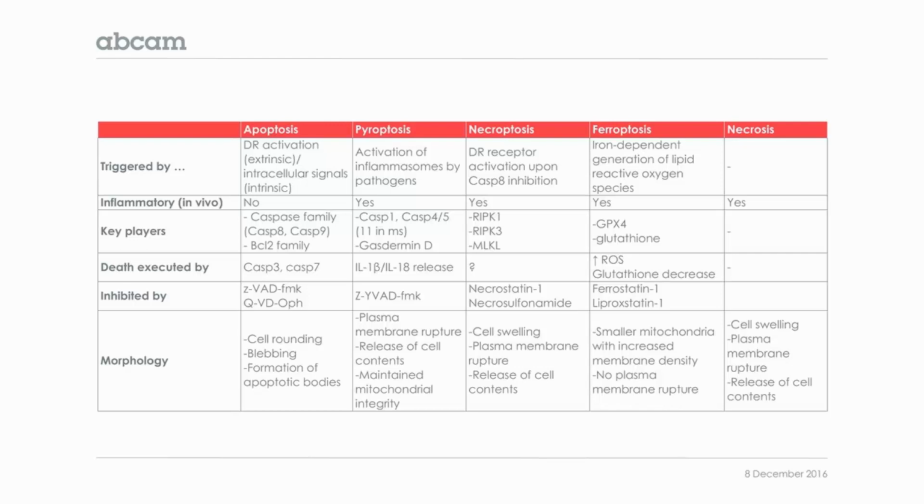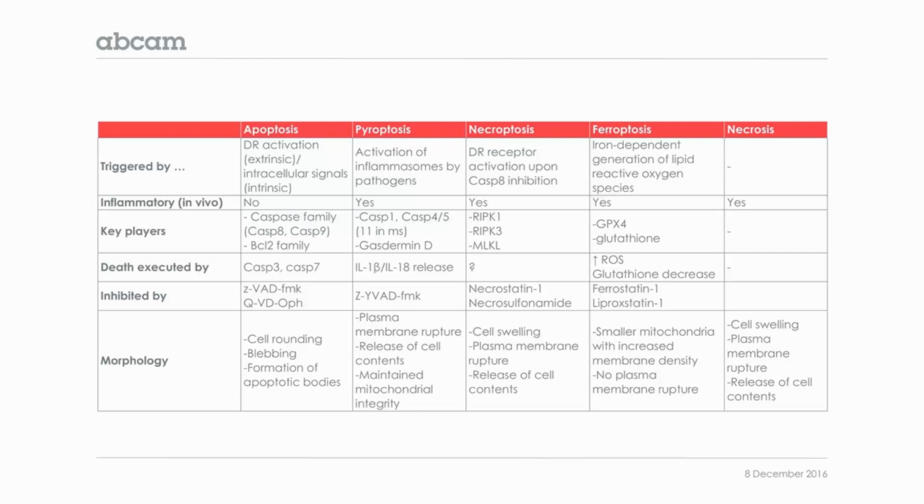Necroptosis can be inhibited by addition of necrostatin-1, which is a RIP kinase 1 inhibitor, or nicosulfonamide, an MLKL inhibitor. And pyroptosis can be inhibited by ferrostatin-1 or liproxstatin-1. Although morphology should not be used to differentiate between the different types of cell death, it still gives valuable information when used in context.